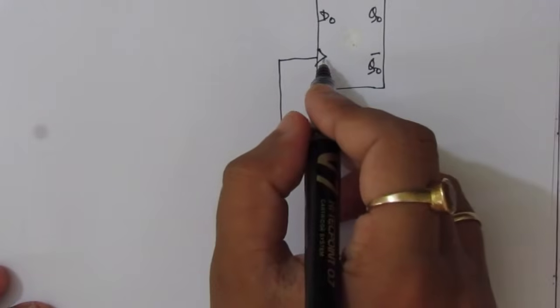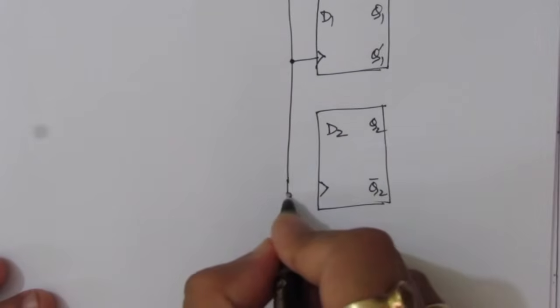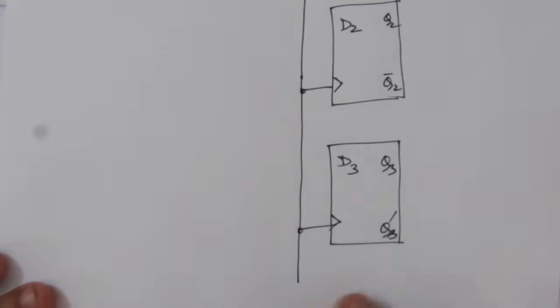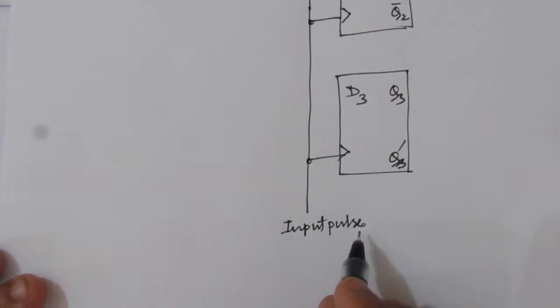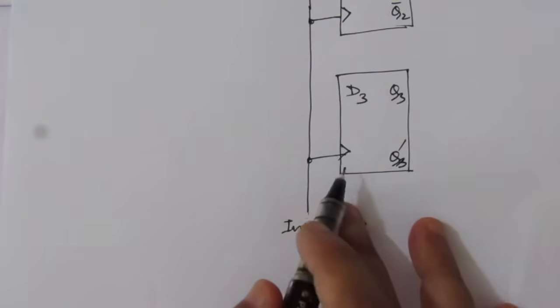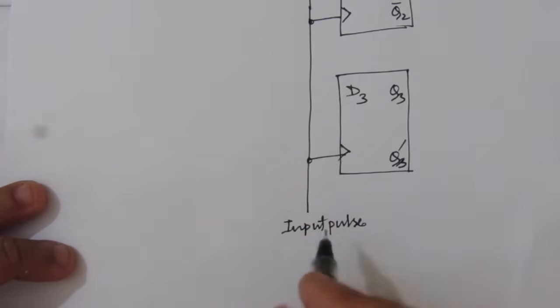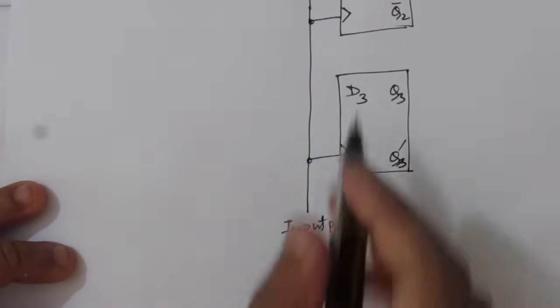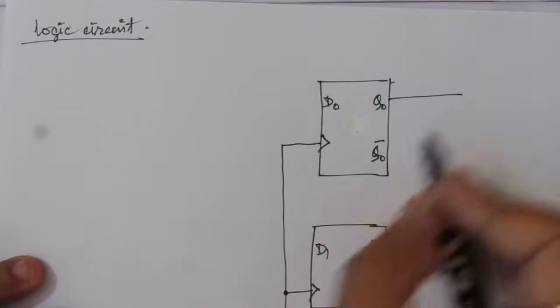So we'll connect these clock inputs together to make this a synchronous circuit, and here we'll give the input pulse. Whenever we have a rising edge, because we have made a positive edge trigger, we do not use a bubble here, but we can also make it negative edge triggered. The function will be similar, the circuit design will be similar. So if we get a positive edge, all of these flip-flops will be activated, and accordingly they will give the outputs.